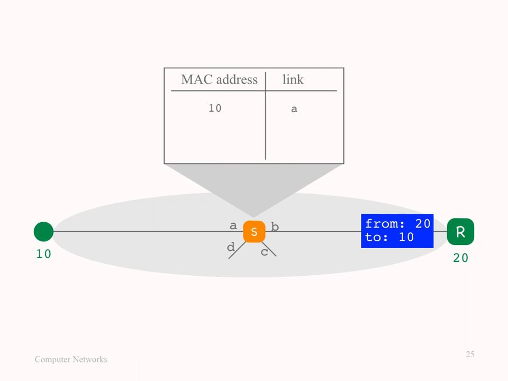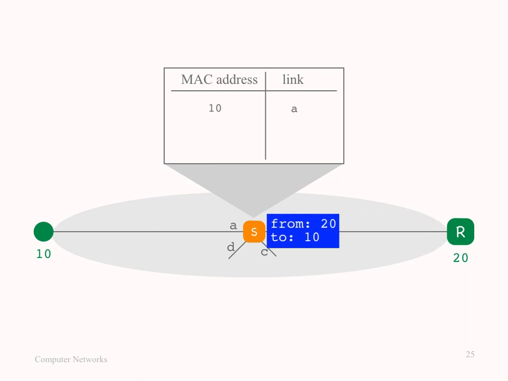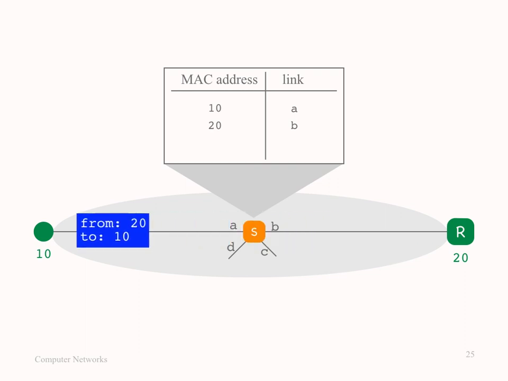Now, if switch S later receives a packet with source MAC address 20 and destination MAC address 10, first of all, it adds an entry in its forwarding table indicating that if in the future it receives a packet with destination MAC address 20, then it should forward that through output link B. It also checks what is the destination MAC address of this packet. It is 10. Do I have an entry for this in my forwarding table? Yes, I do. I should forward this packet through output link A.